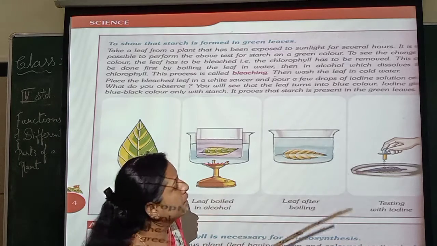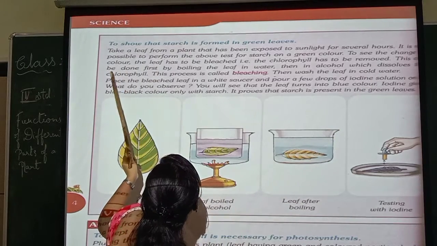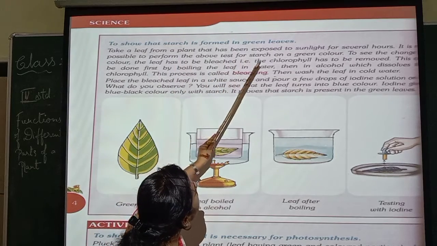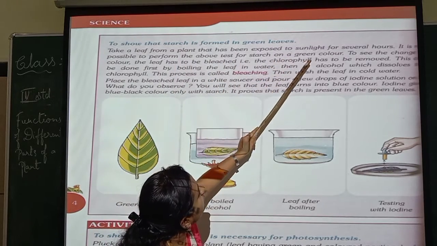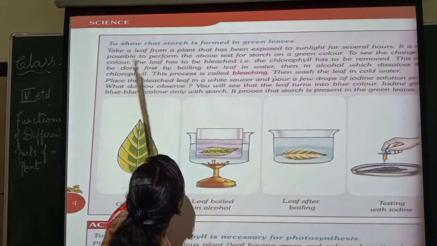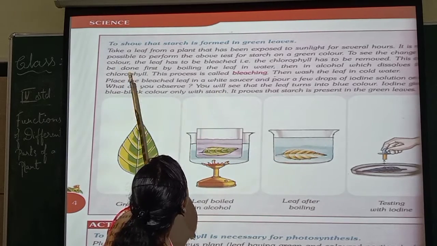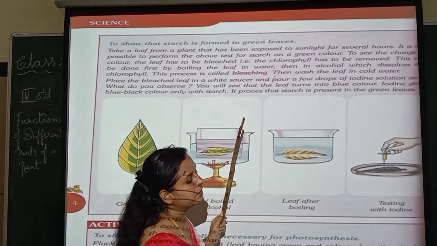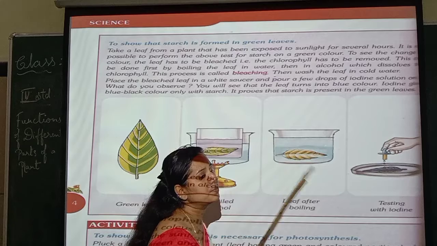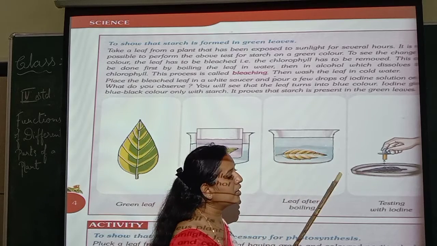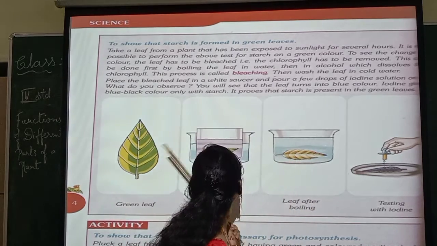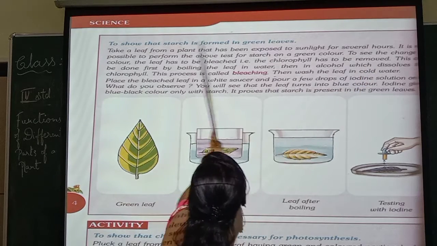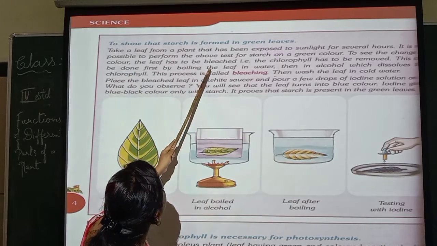It has dried a little bit, and it is possible to perform the above test for starch on a green leaf. So this is possible. If you want to do the experiment about starch, you have to remove the chlorophyll on the green leaves. To see the color change, the leaf has to be bleached.